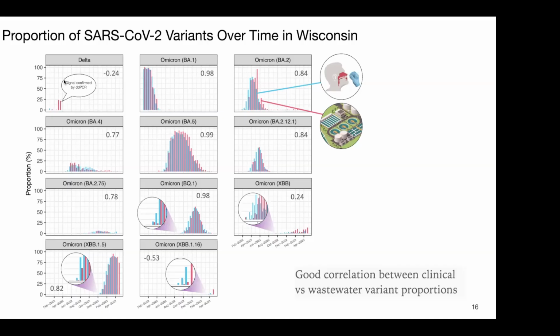And it was also interesting to see, for example, that we were able to detect some Delta signal back in early 2022, which was absolutely not found in the clinical surveillance. And that signal was validated and confirmed by digital droplet PCR. So this really indicates the good correlation between the clinical and the wastewater variant proportion, with some going up to almost 0.99 R-squared.